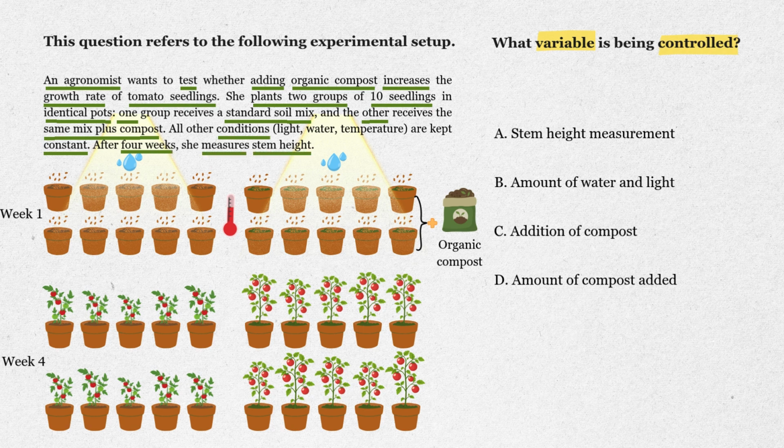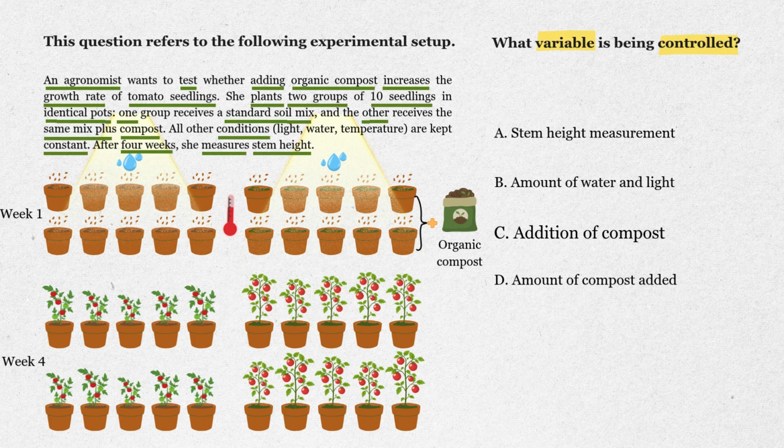In an experiment, a controlled variable is a factor that is kept consistent across all groups to ensure that any observed results are due to the manipulated variable, the independent variable. Now look at the answer choices. A. Stem height measurement. This is the dependent variable. It is the outcome that the agronomist measures to see if the compost had an effect on growth. It's what's being observed, not what's being kept constant.